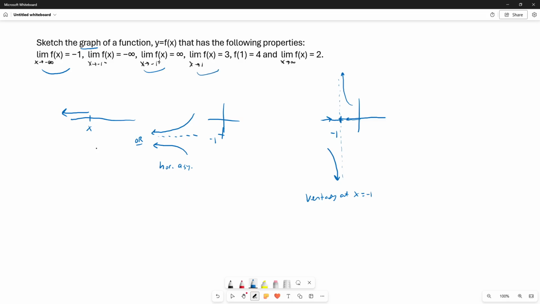This limit here, the two-sided limit as x approaches 3 is 1. So if I put an open circle right there, we just need to draw a curve on the left side of the open circle that attaches to the open circle, like maybe that. And then same thing on the right side, maybe that.